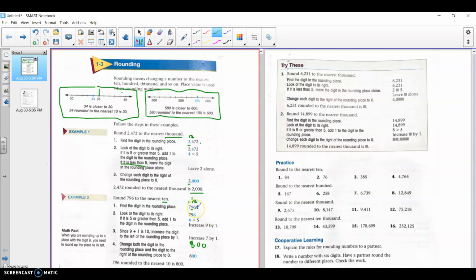So if you look on a number line, 796 is going to be closer to 800, then it's going to be closer to 790, because we're rounding to the nearest 10.